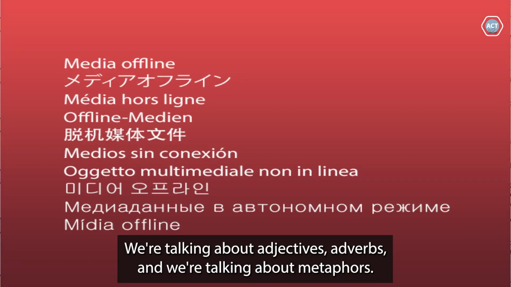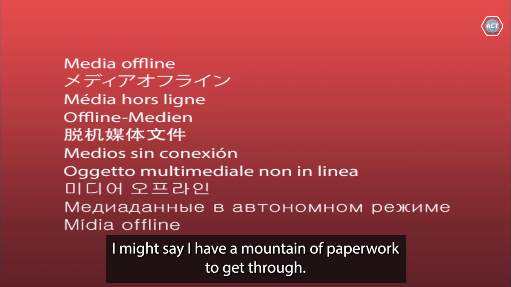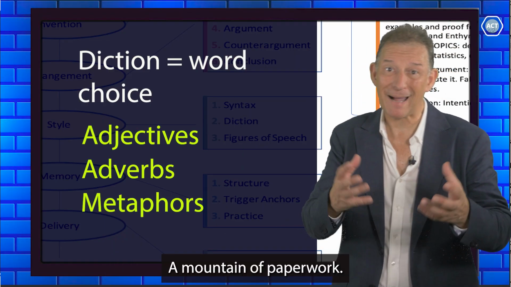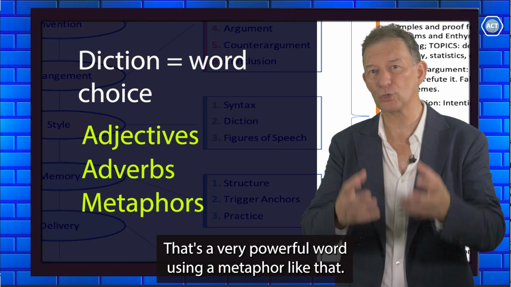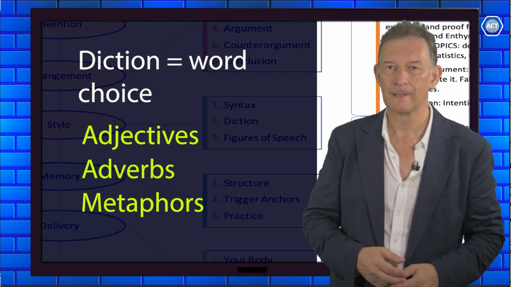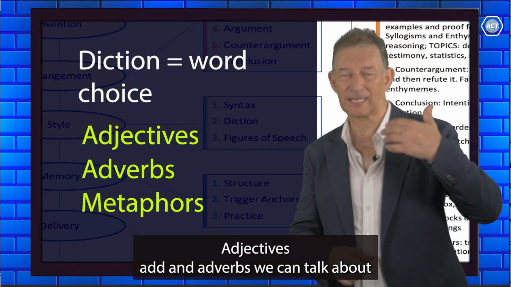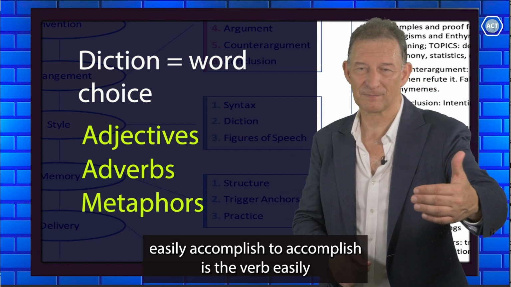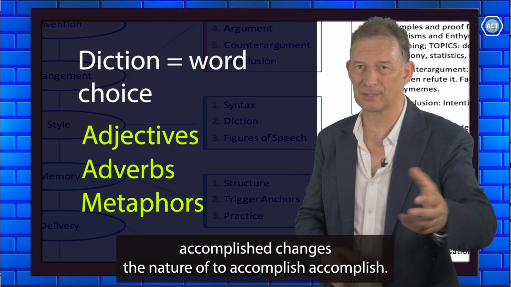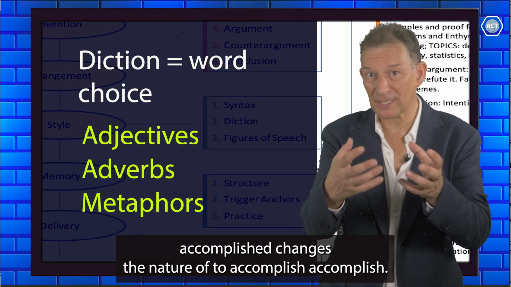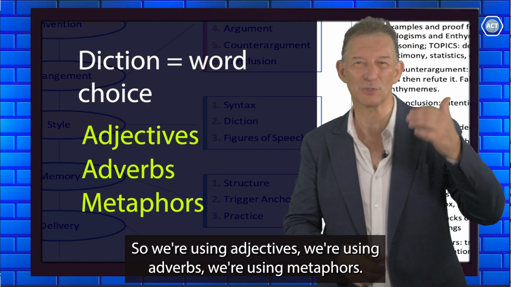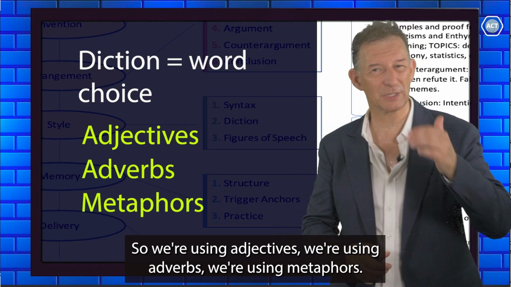We're talking about adjectives, adverbs, and we're talking about metaphors, for example. I might say, I have a mountain of paperwork to get through. A mountain of paperwork, that's a very powerful word, using a metaphor like that. Adjectives and adverbs, we can talk about easily accomplish. To accomplish is the verb, easily accomplish changes the nature of to accomplish. It's powerful, influential language. So we're using adjectives, we're using adverbs, we're using metaphors.